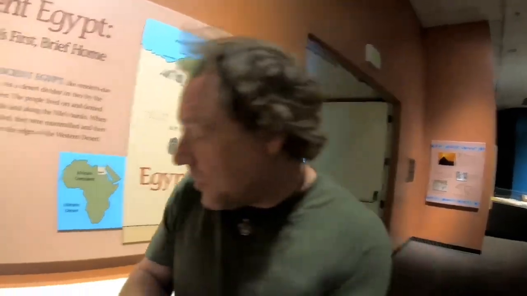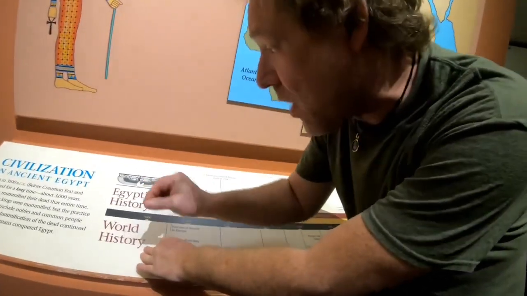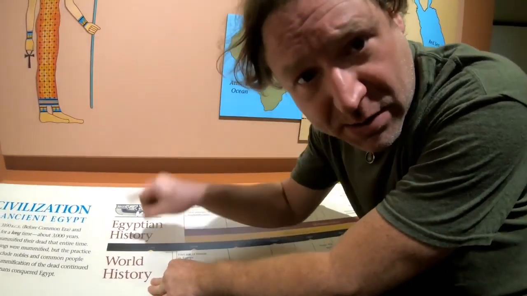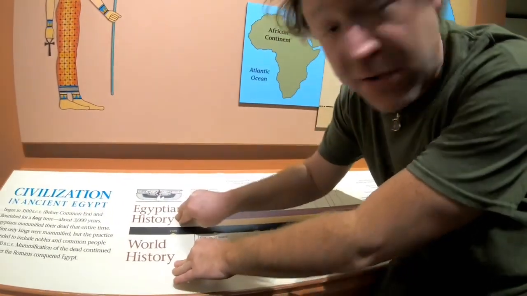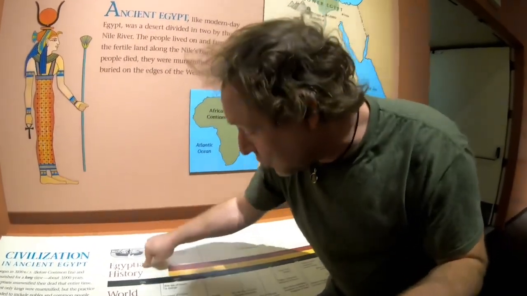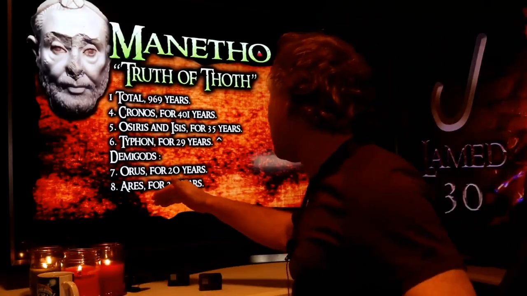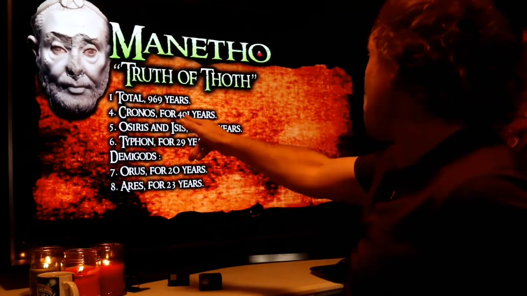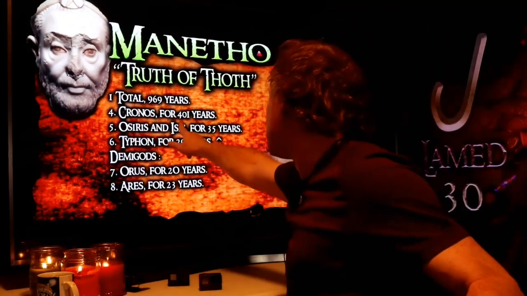So all of your world history today is based on the writings of the pagan priest Manetho, a priest of Thoth, during the time of the Greeks. What the secular guys use at all of your universities for Egyptian history is based on the writings of Manetho. His document that we're going to have a total of 969 years. Let's see, Kronos, the god Kronos, ruled for 401 years.